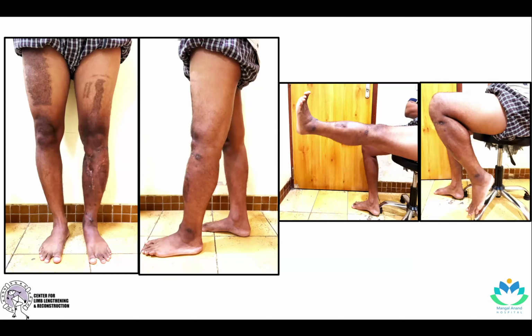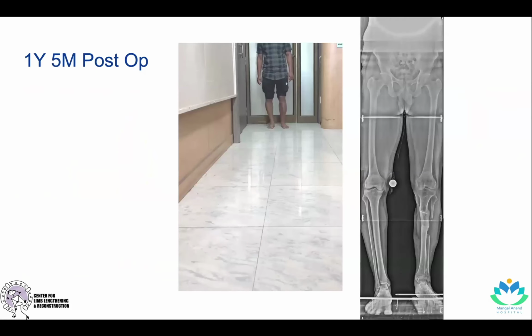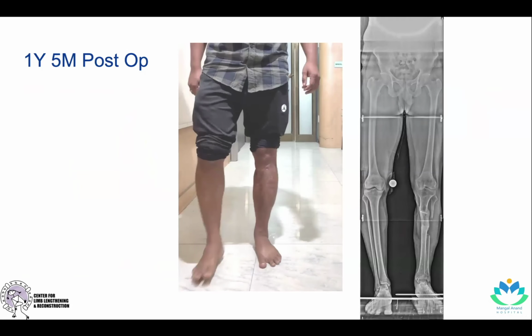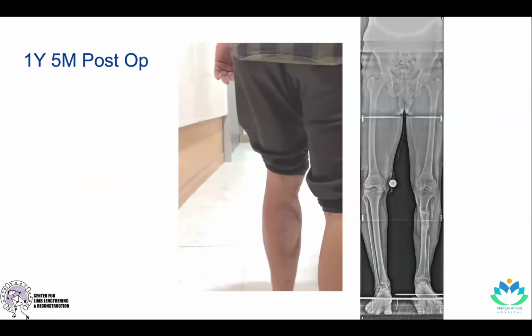Post-removal, he has a neutral alignment on the left. He had already been counseled for the inherent varus on the right. There was no extension lag in the left knee and the flexion was up to 120 degrees. This is his latest walking video and post-op X-ray at 1 year and 5 months post-op.